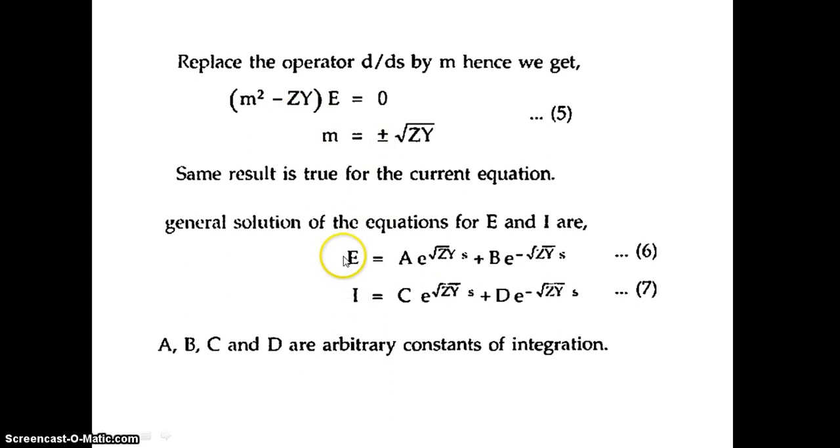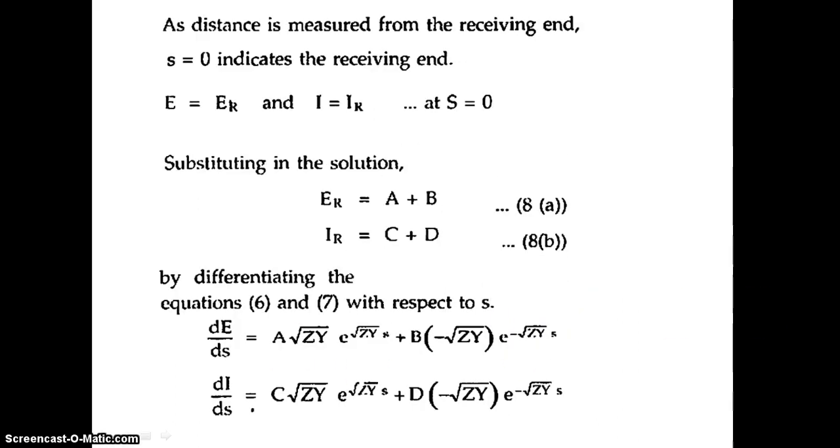So the general solutions of the equations for E and I are E equal to A into e power root ZY s plus B into e power minus root ZY s, equation number 6, and I equal to C e power root ZY s plus D e power minus root ZY s, equation 7. A, B, C and D are arbitrary constants of integration. Remember the distance is measured from the receiving end, so S equal to 0 indicates the receiving end. At S equal to 0, E equal to ER and I equal to IR.